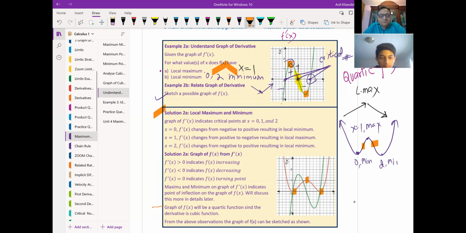Next, please read. So when f prime of x is greater than 0, it indicates that the function f of x is increasing. And when f prime of x is less than 0, it indicates that the function f of x is decreasing. And when f prime of x equals 0, it indicates that f of x has a turning point. Those are maximum, continue. The maximum and minimum on the graph of f prime indicate points of inflection on the graph of f of x. We will discuss this more in detail later. The graph of f of x will be a quartic function since the derivative is cubic.